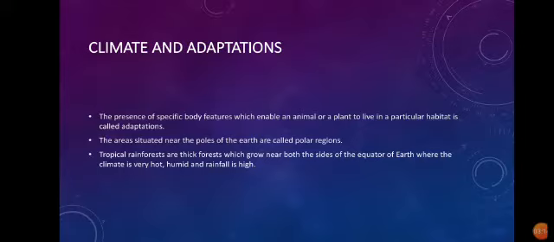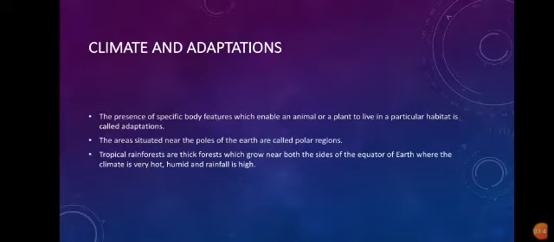Now, what are the polar regions? The areas which are situated near the poles of the earth are known as polar regions. Polar regions can be classified into two regions, that is the North Pole and the South Pole. Some of the well known countries that come under the polar regions, we will discuss afterwards.